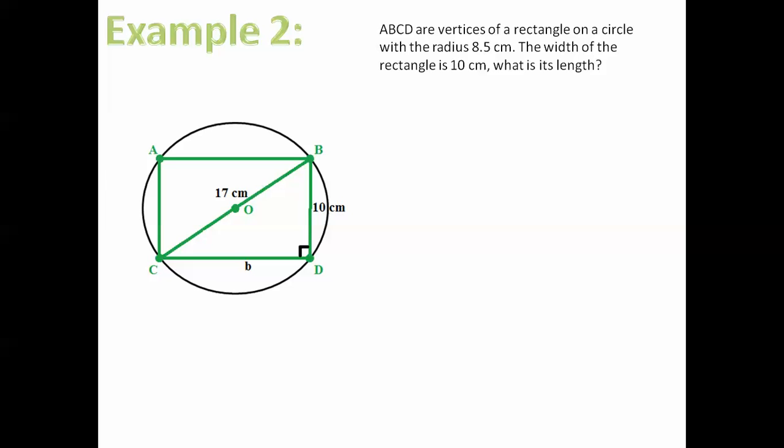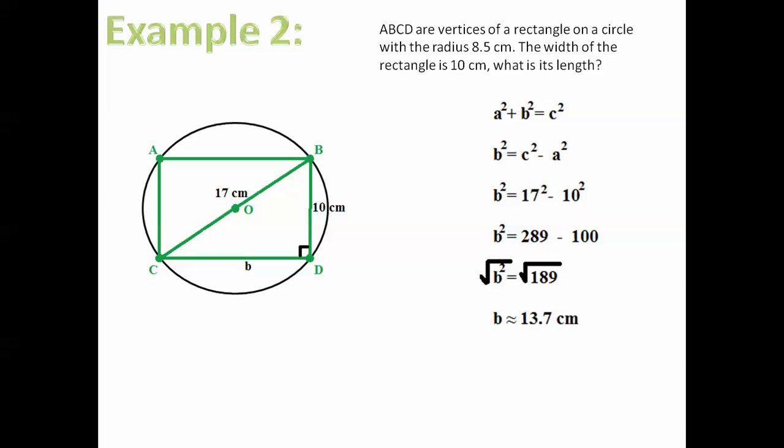Since we know that the radius is 8.5, the diameter is 17, and now we have a right triangle with 17 centimeters and 10 centimeters. Again, we know Pythagoras is for a right triangle, so a squared plus b squared equals c squared. We know that c squared is always our slant, and we like b to be alone. So b squared is equal to 17 squared minus 10 squared. B squared is equal to 289 minus 100. So we get b squared is equal to 189.